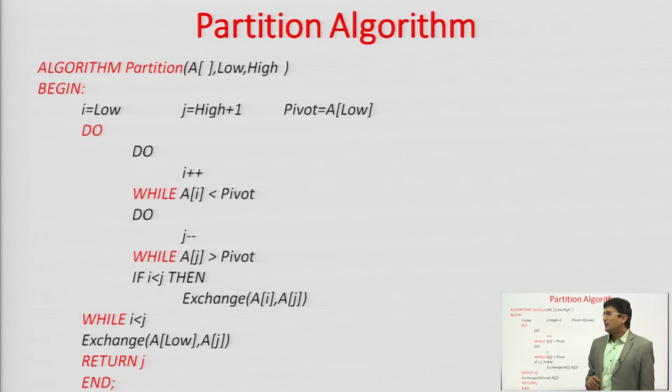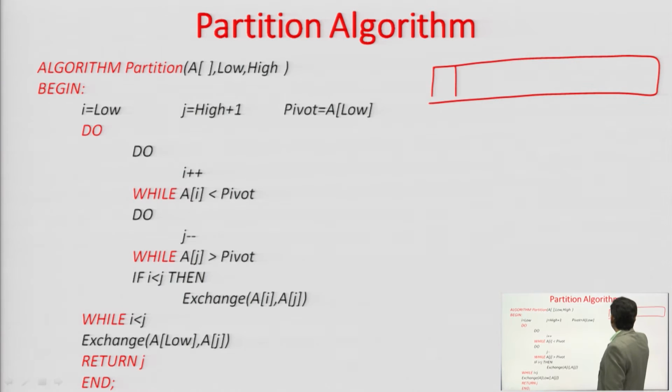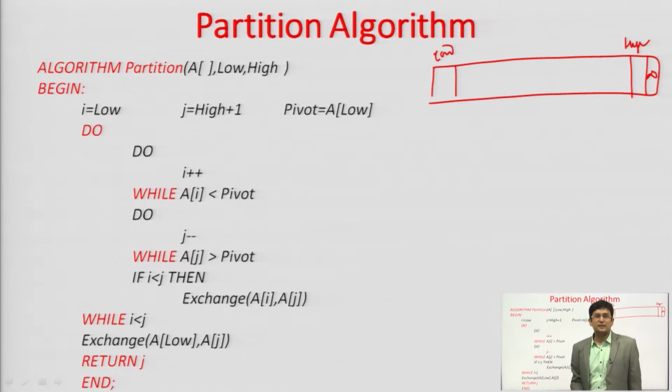Now, this is the partition algorithm. In this partition algorithm, if this is the array given, we assume that this is the low index and this is the high index. From your side, you consider an element which is infinite. Infinite is nothing but an element larger than the largest in the set.